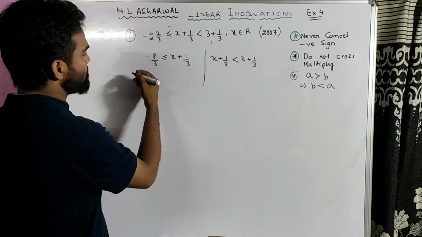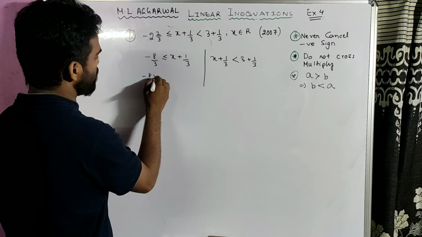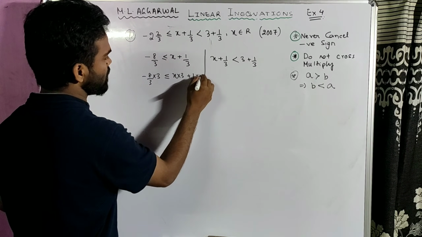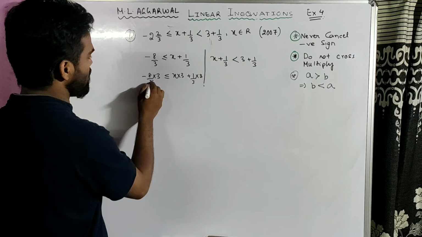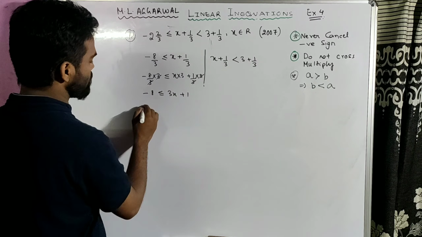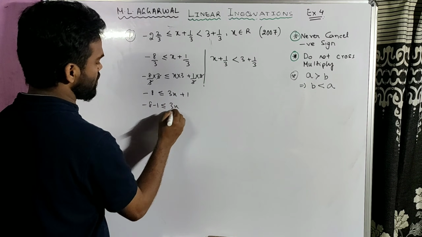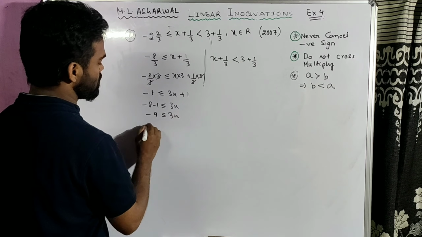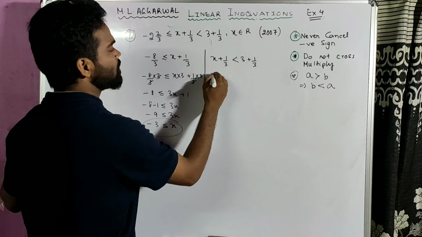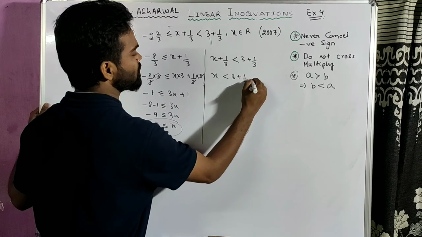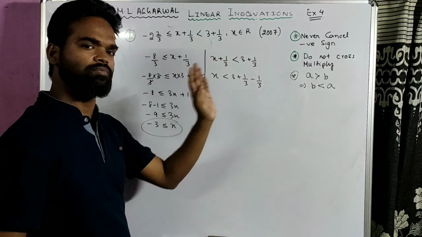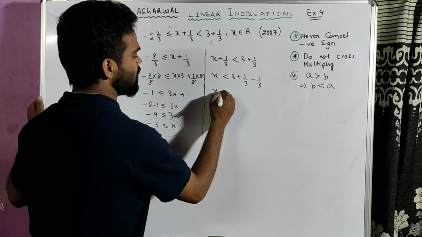Now we'll multiply by 3 on both sides. So x into 3, plus 1 by 3 into 3. So that becomes minus 8 less than or equal to 3x plus 1. So minus 1 comes on this side. So that's minus 9 less than or equal to 3x. So minus 3 less than or equal to x. We got 1. Now the other one, x less than or equal to 3 plus 1 by 3 minus 1 by 3. I didn't multiply with the LCM because I know if I take 1 by 3 on that side, it becomes negative. It cancels out. So x less than or equal to 3.